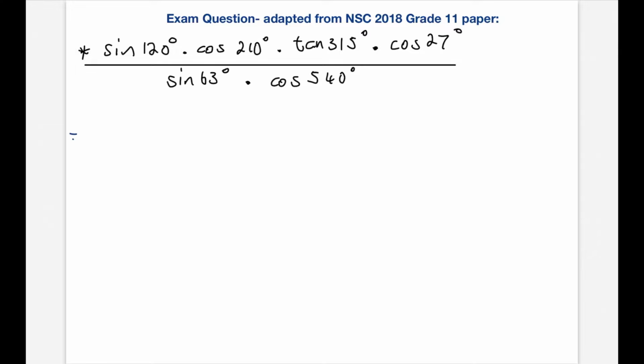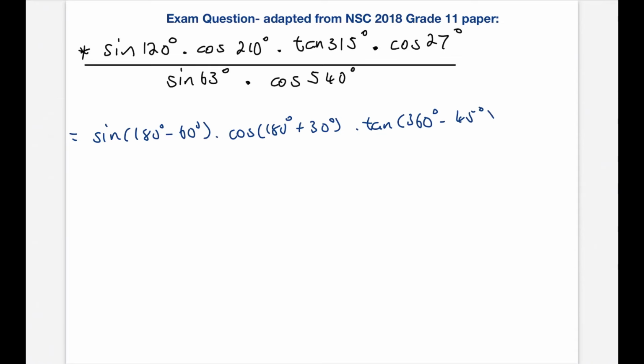I'm going to change sine 120 to be 180 minus 60. I'll change cos 210 to be the cos of 180 plus 30. I'll change tan 315 to be the tan of 360 minus 45. Have a look here. Cos 27 sine 63 is what I was just talking about. 27 plus 63 is 90. So I'll change just one of them. Let me change the cos 27 to be the sine of 90 degrees minus 63 degrees.